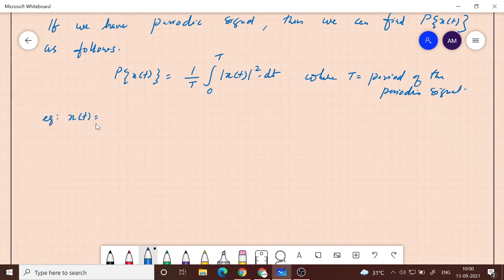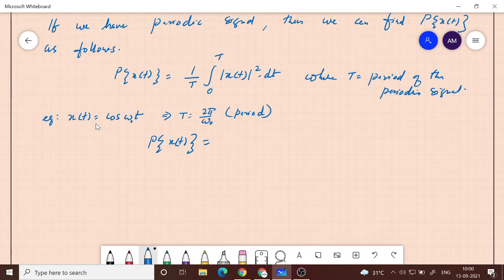x of t is equal to cos omega 0 t. So here power is given by... what is the period of cos omega 0 t? First we need to know the period. T is 2 pi by omega 0. That's the period of cos omega 0 t.